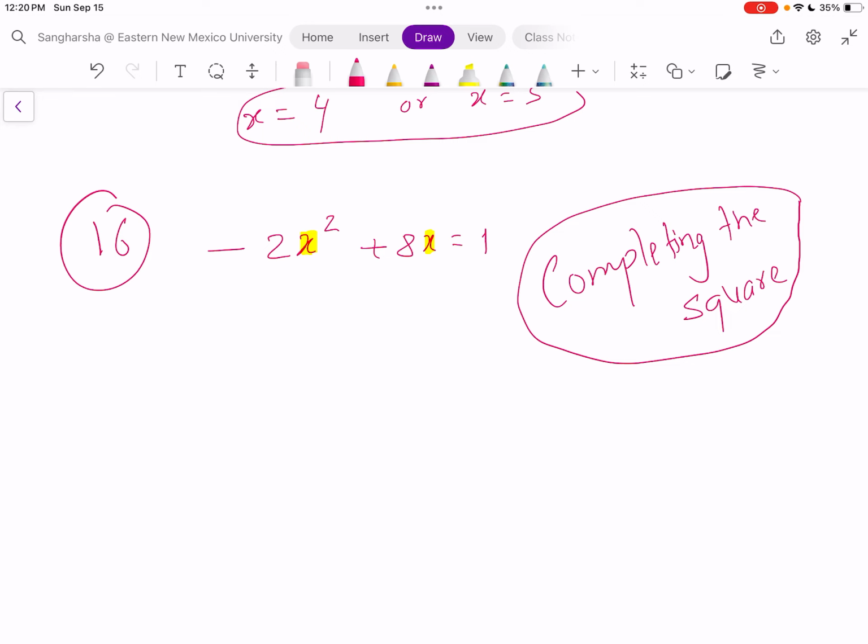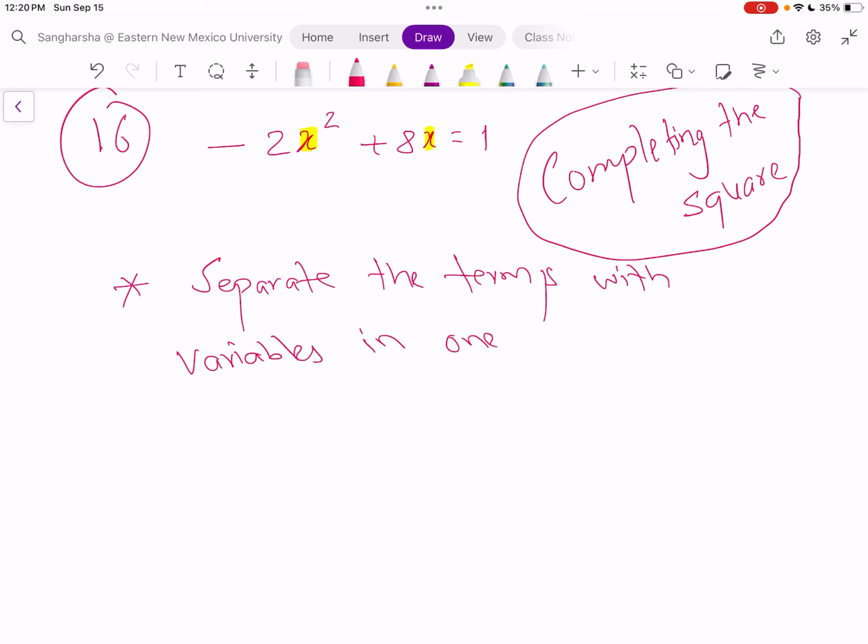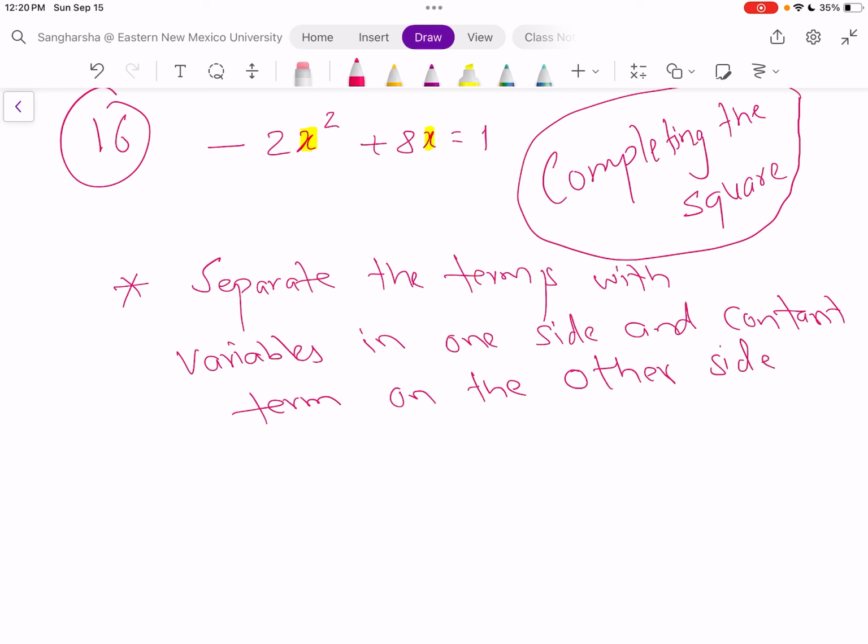Now the very first step of solving the quadratic equation using the completing the square method is we separate the terms with variables in one side and the constant term on the other side. So this is the first step. Once you have a quadratic equation, you collect every term with variable in one side and the constant on the other side. Now let me rewrite our equation.